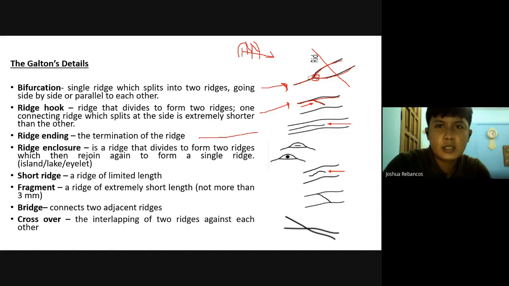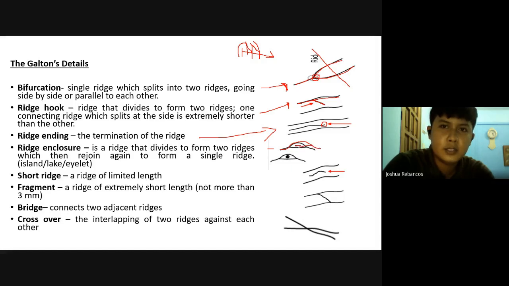So, this is the example of ridge ending. Okay? Ito naman yung ridge enclosure is a ridge that divides to form two ridges which then rejoin again to form a single ridge, either island, lake, or islet din ang tawag namin sa kanya. So, ito yung example niya. Either dot or bar or rod ridge ang i-enclose ng enclosure, ridge enclosure. Ito yung itsura ng ridge enclosure.